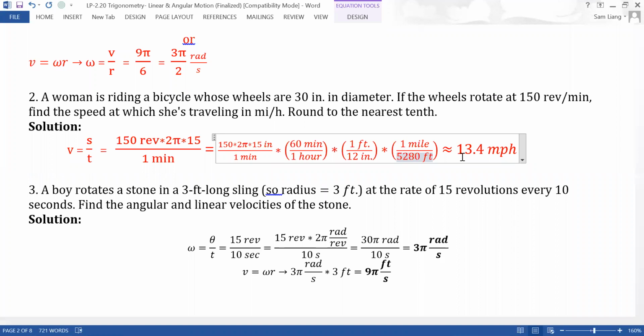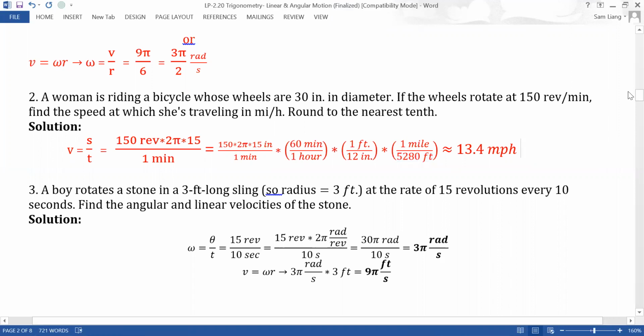All right, does anyone still need this? No? Okay. All right, let me go through question 3 really quickly.